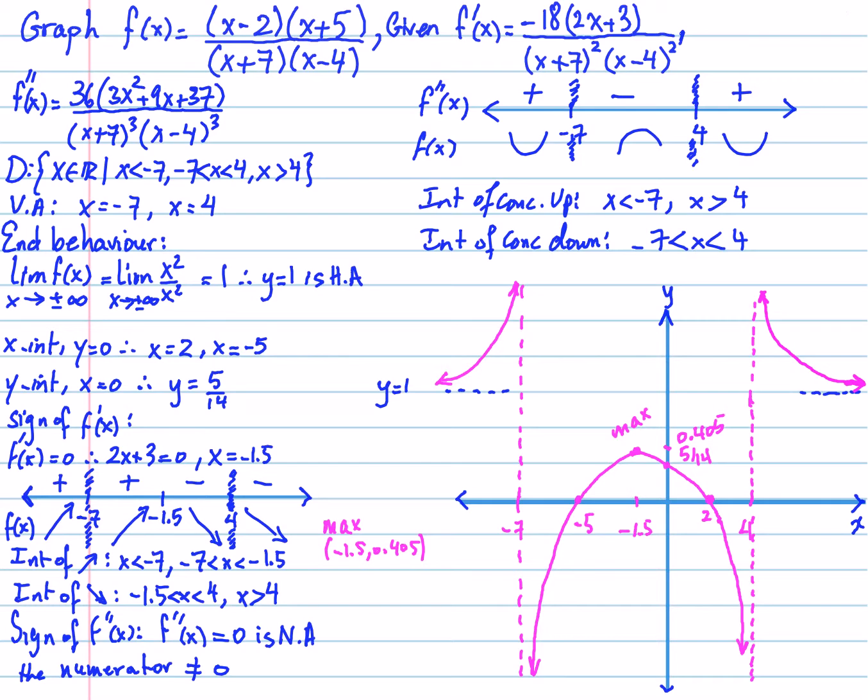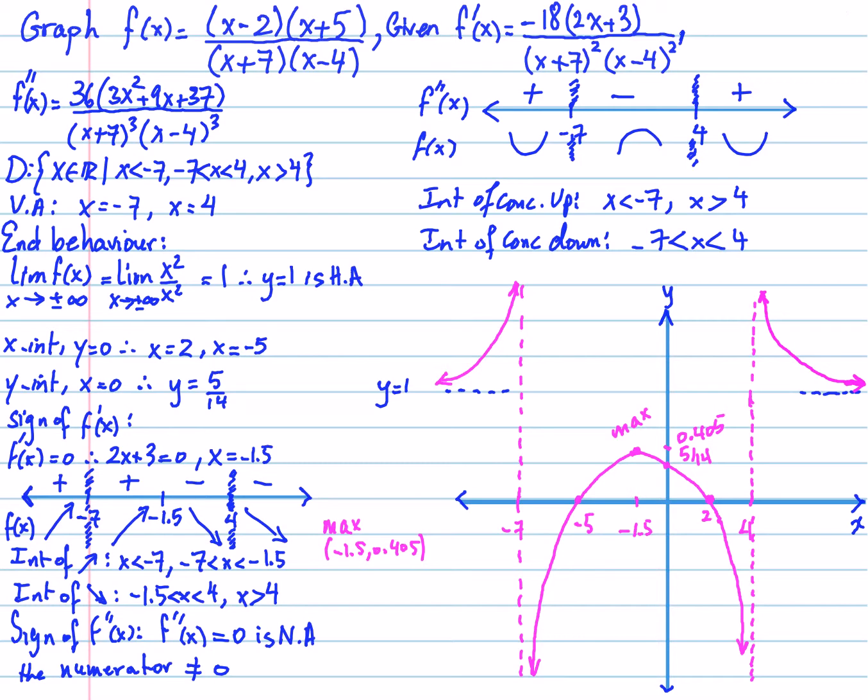The domain of the function is determined by looking at its restrictions. So f of x is a function that has a denominator with x plus 7 and x minus 4 factors. Therefore, the restrictions are x plus 7 cannot be 0, so x cannot be negative 7, and x cannot be 4. So the domain is x less than negative 7, x values between negative 7 and 4, or x greater than 4. And therefore, the vertical asymptotes are x equals negative 7 and x equals 4.